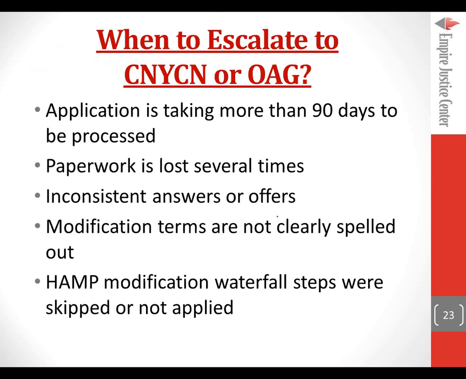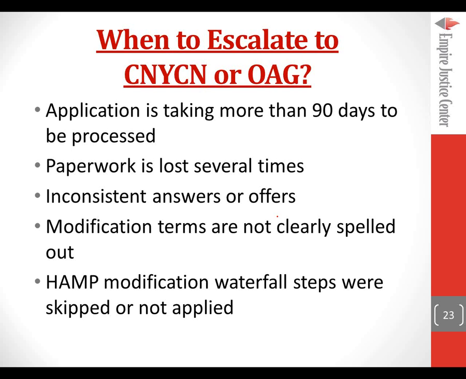Okay, so again, when to escalate: this is when the application is taking longer than it should, more than 90 days to be processed. You're getting the runaround, so either the paperwork is getting lost, or you're getting inconsistent answers, where every time you pick up the phone and talk to them they give you a different answer or a different reason as to why the person is getting denied.